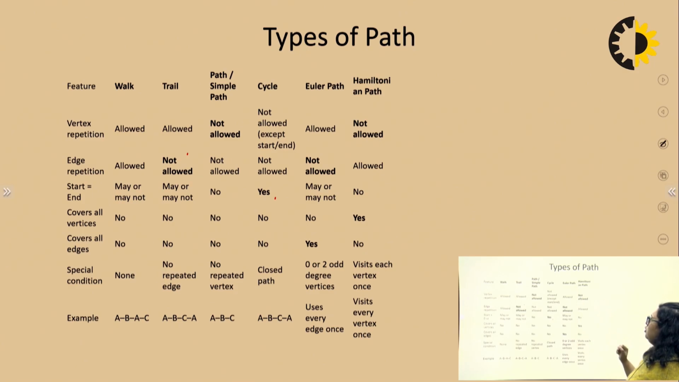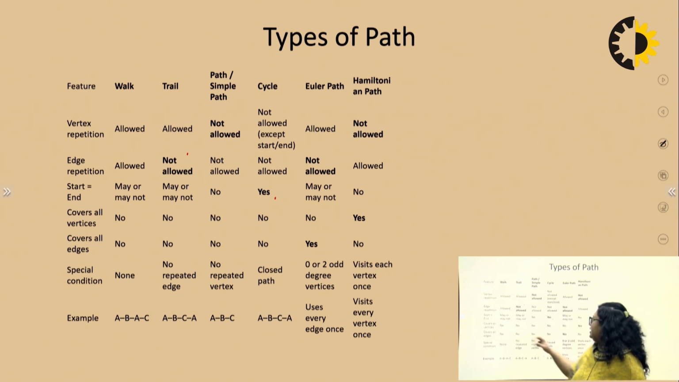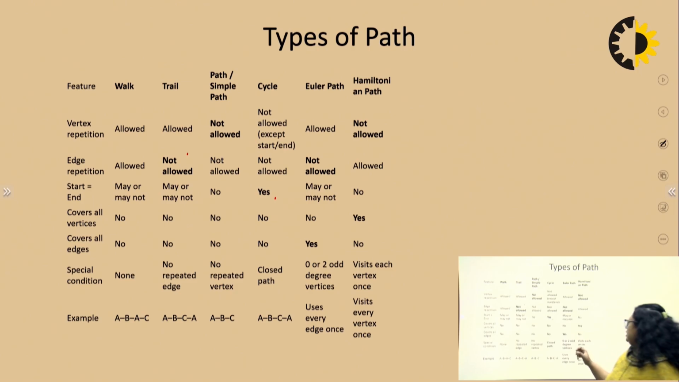So if we go for Hamiltonian path, vertex repetition is not allowed. Edge repetition is allowed. Start and end vertex? No. Covers all vertices? Yes. Covers all edges? No. Special condition, it must visit each vertex exactly once. So we take the example, it visits every vertex once.